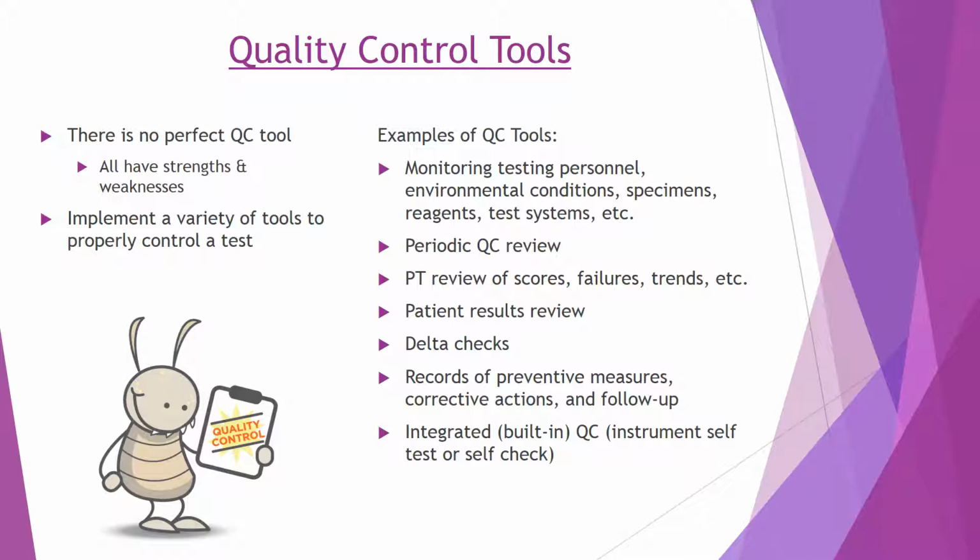The quality control program really should make use of any tools that are available to monitor methods and ensure reliable test results. No one tool is going to be perfect. They all have their strengths and weaknesses, so it is well advised to implement multiple different tools to cover these different types of tests. Some examples of QC tools are listed here. We have periodic QC review, proficiency testing, reviewing the scores, failures, and any trends that you notice, and patient results review. You want to go back and look at your patient results. Were they all accurate? Were they all precise? Your delta checks are going to be a really important tool, and that can help you catch a potential error before that result is sent out.